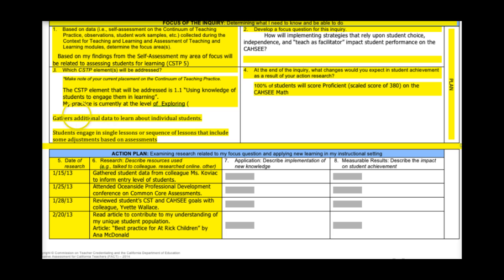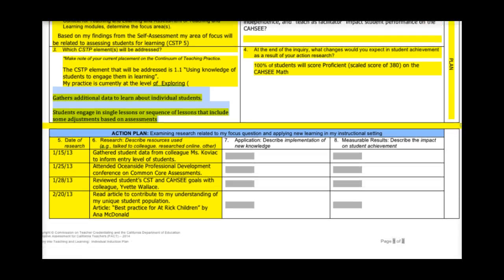And what does that pertain to? The descriptor under exploring is this information here. Does the teacher need to include that? No, this particular teacher did. So if they said my practice is currently at the level of exploring, that would be fine. Number 4, this can be challenging also for participating teachers and support providers.